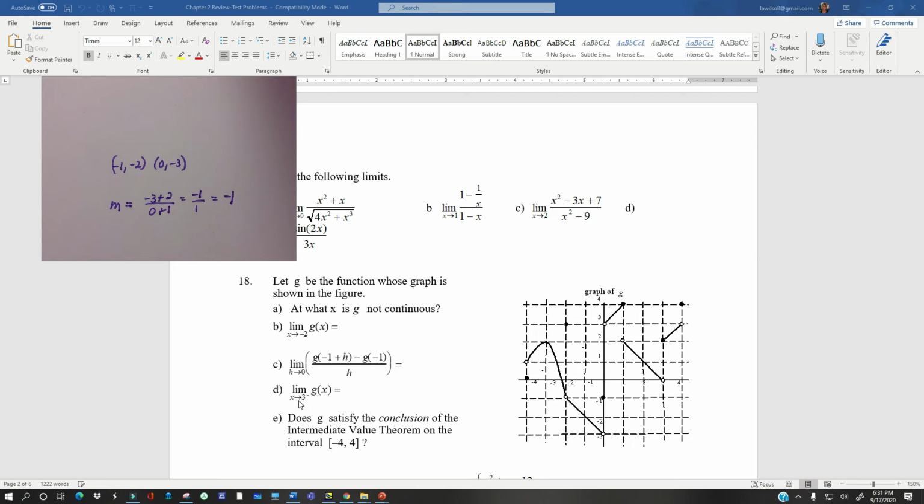And here, the limit as x approaches 3 from the left, well, here's 3. And if we come in from the left, the limit is 0. That's the height of the graph as we come in from the left.